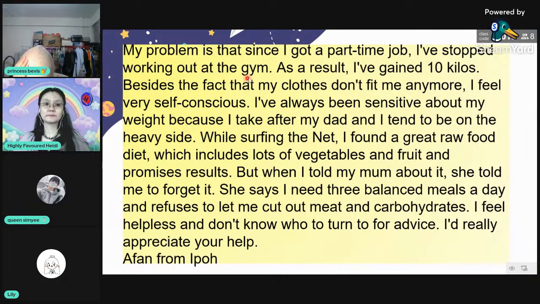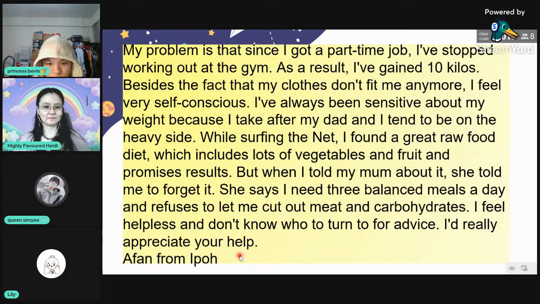My problem is that since I got a part-time job, I've stopped working out at the gym. As a result, I've gained 10 kilos. Besides the fact that my clothes don't fit me anymore, I feel very self-conscious. I've always been sensitive about my weight because I take after my dad and I tend to be on the heavy side. While surfing the net, I found a great raw food diet which includes lots of vegetable and fruit and promised results. But when I told my mom about it, she told me to forget it. She says I need 3 balanced diet meals a day and refused to let me cut out meat and carbohydrate. I feel helpless and don't know who to turn to for advice. I really appreciate your help.